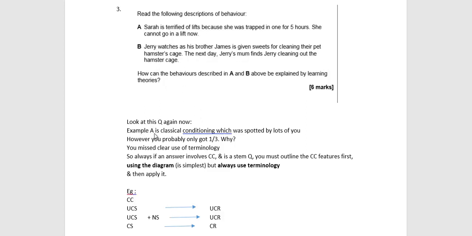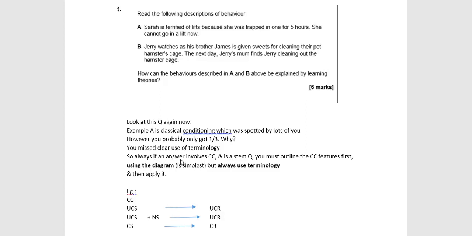So example A is definitely classical conditioning. Anything where they become afraid or something like that, it's got to be classical conditioning. Lots of you spotted that, which was great, but actually loads of you only got 1 out of 3. So why was that? First of all, you've got to use the terminology. You're writing very general, very waffly answers that probably my dog could talk about and give a better answer. So you've got to make sure that you're using the key terms that you've learned in class.